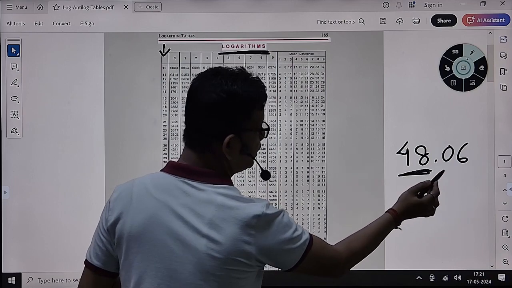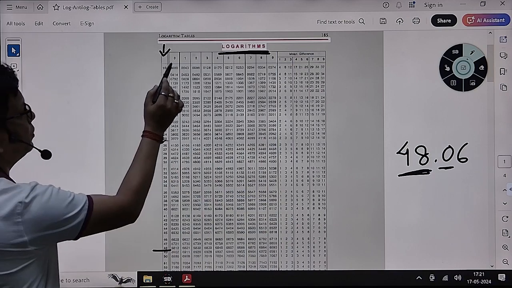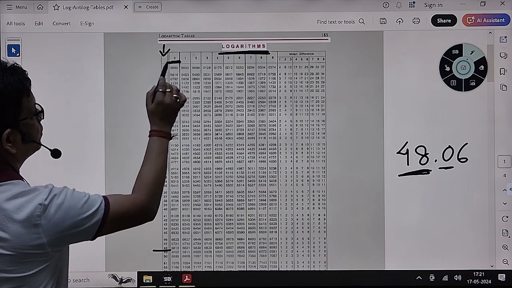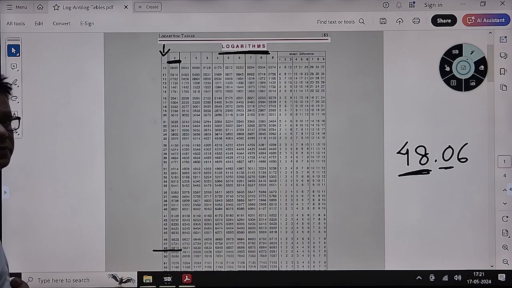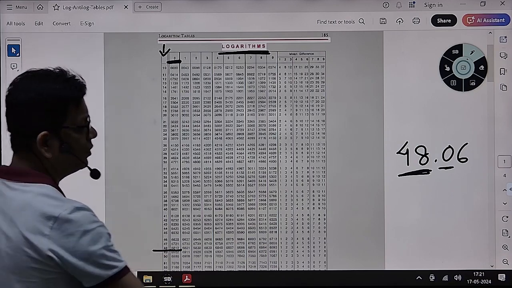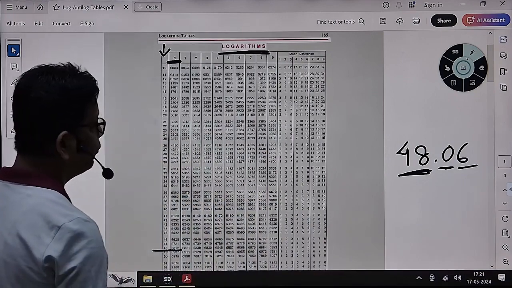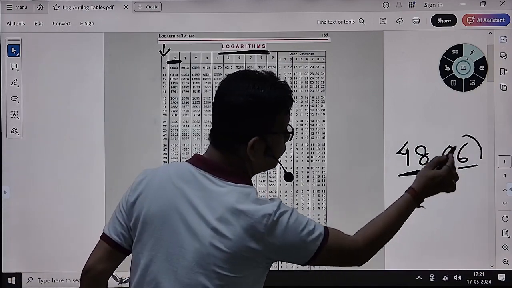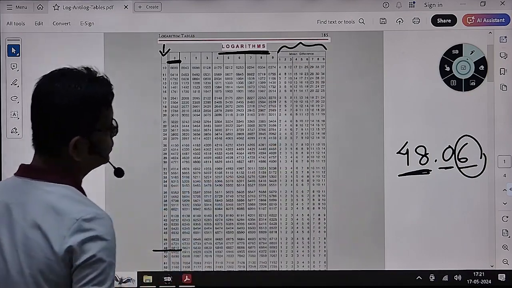Now for 48, what is the next digit? 0. Yes, sir. So in this 0 column, what is the number? 6812. Okay, fine. Now after this, what is the next digit? 6. For this fourth digit, you have to go to these columns, which are called mean difference.